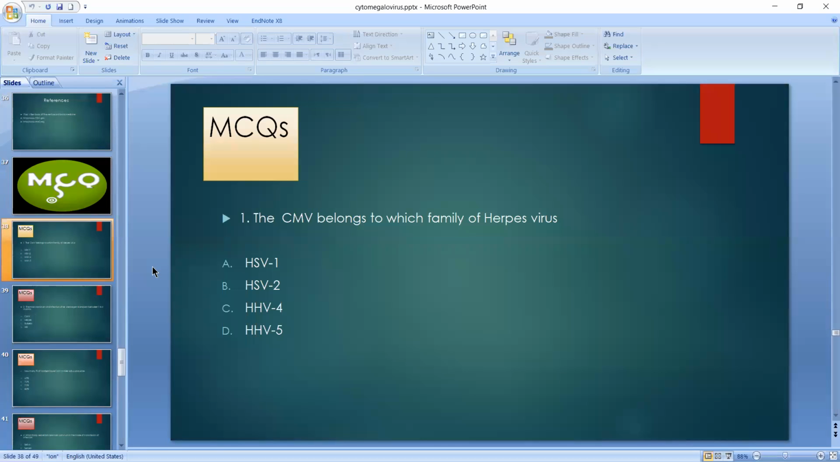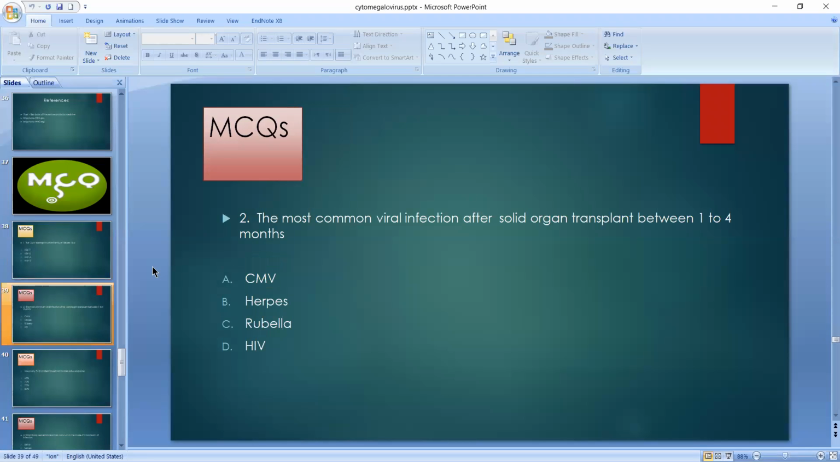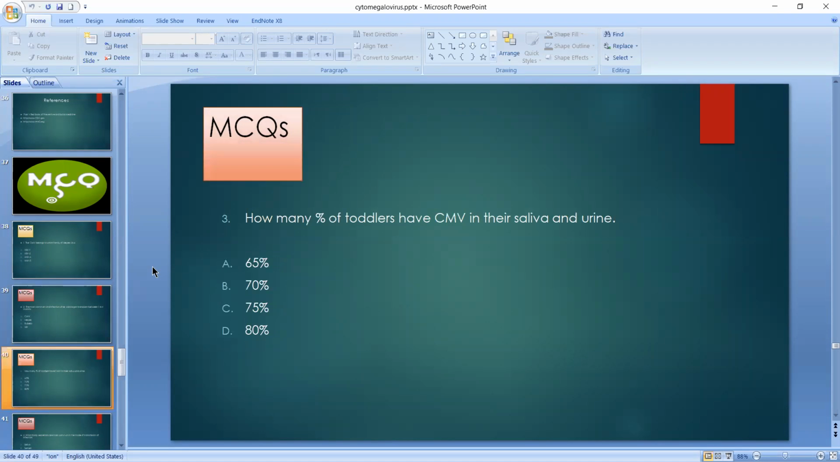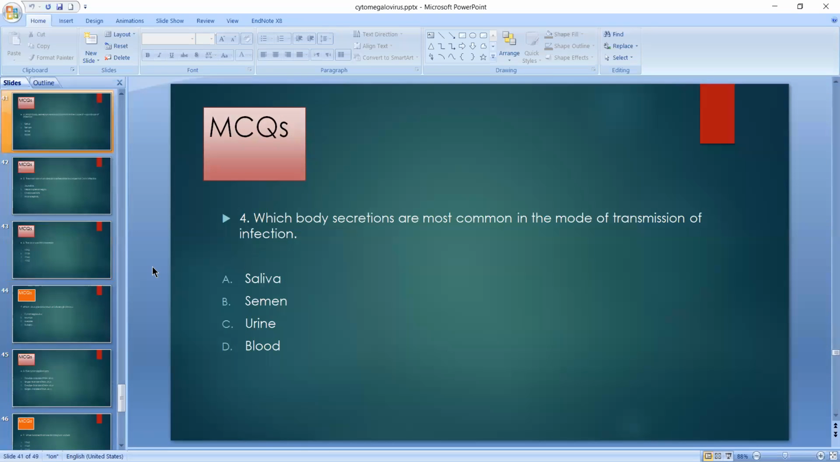The cytomegalovirus belongs to which family of herpes virus? Correct answer. The most common viral infection after solid organ transplant is cytomegalovirus. How many percent of toddlers have cytomegalovirus in their saliva and urine? The correct answer is C, 75%. Which body fluids are most common in the mode of transmission of infection?